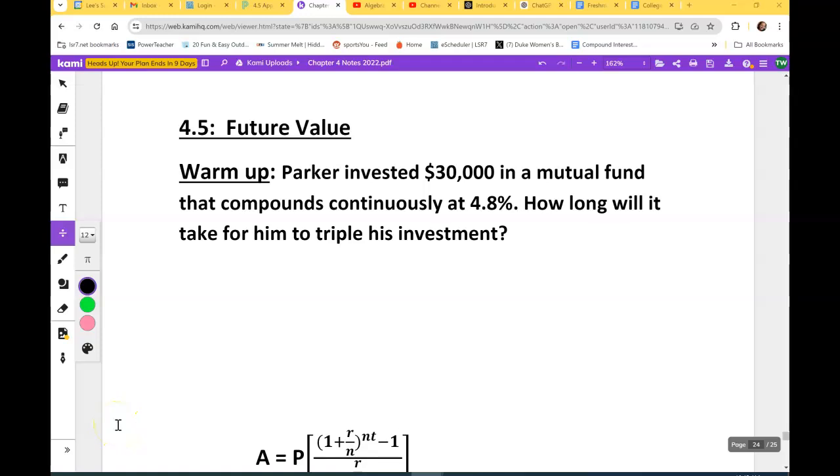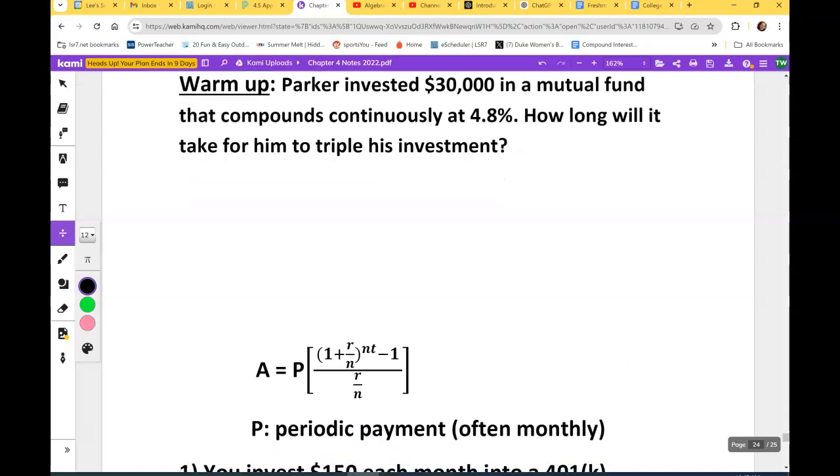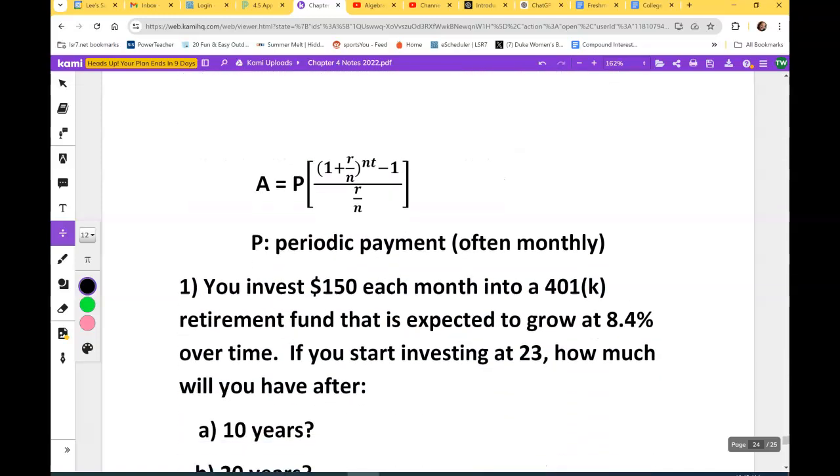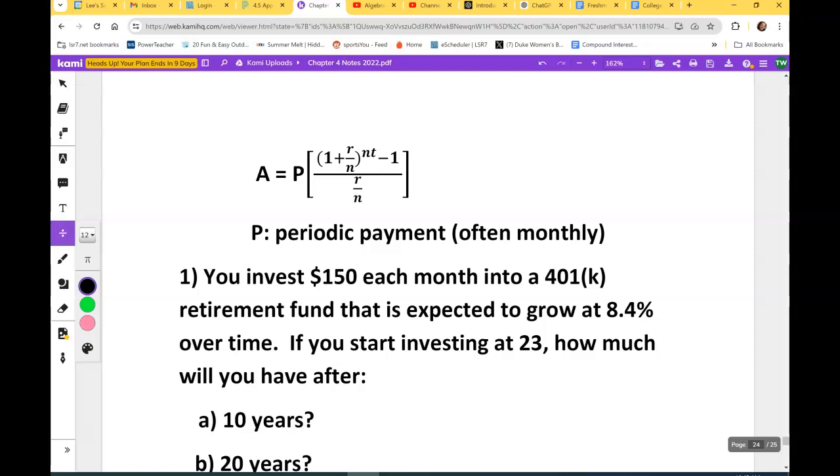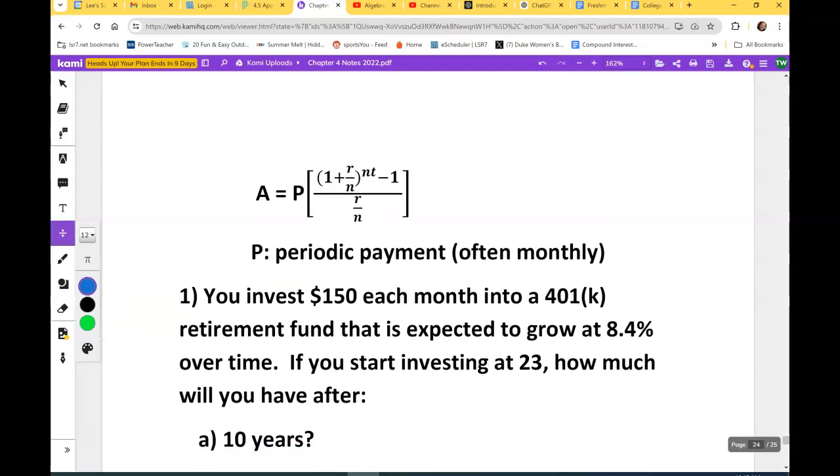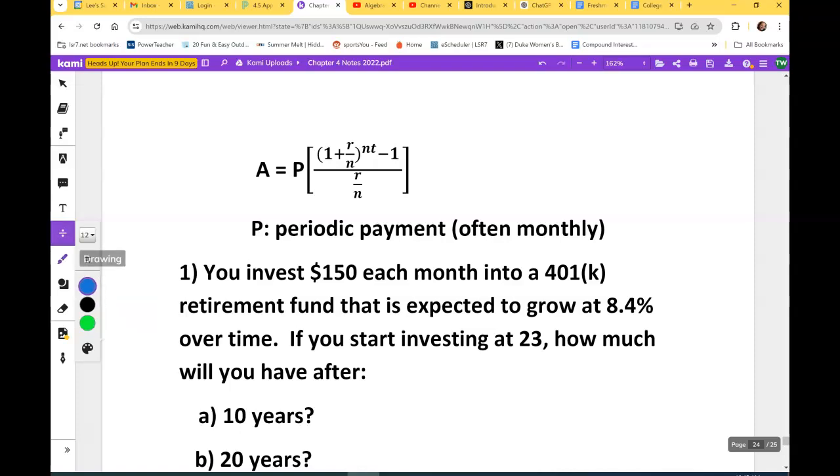Okay, I said it was the end of chapter 4, but I forgot about future value. So this is 4.5 future value. And I'm going to skip the warm up and just go to this formula that's really pretty. And then everybody hates it. But I will tell you, you will get the formula given to you. So that's good. And this is the formula.